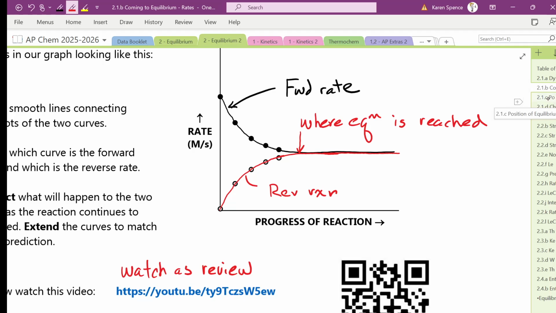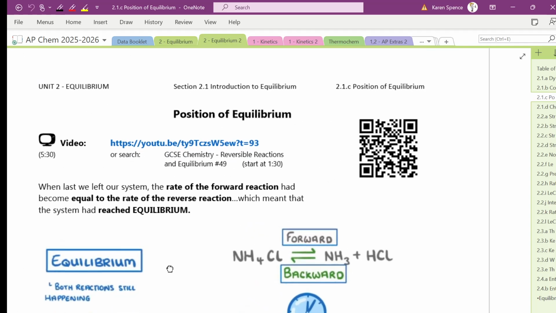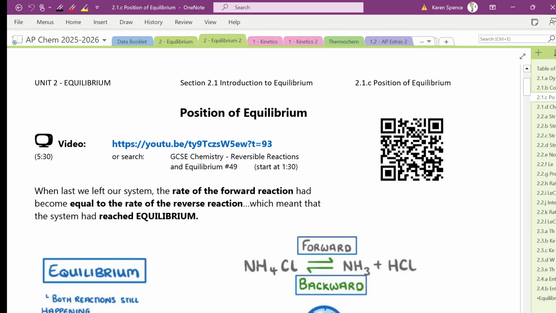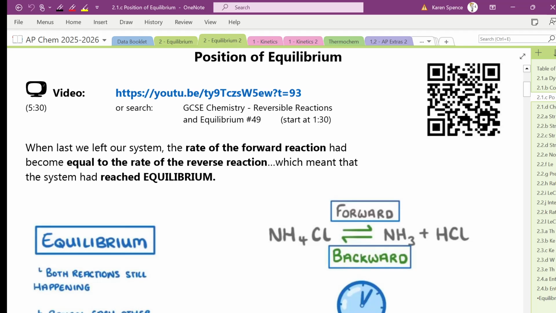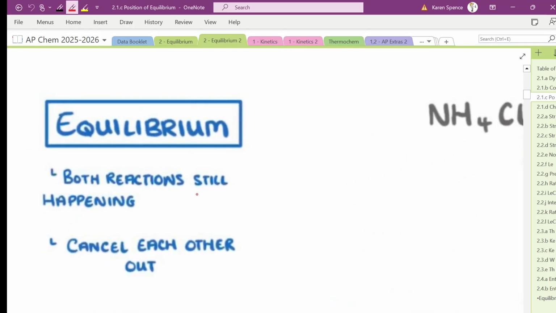And now we move on to 2.1c. The position of the equilibrium. When last we left our equilibrium system, the rate of the forward reaction had become equal to the rate of the reverse reaction, which meant that we had reached equilibrium. Both reactions are still happening, but they cancel each other out. How do they cancel each other out? Reactants are being used up as fast as they are being produced.